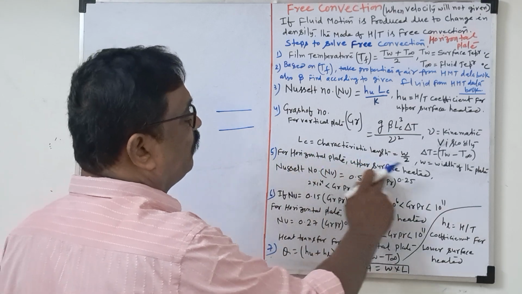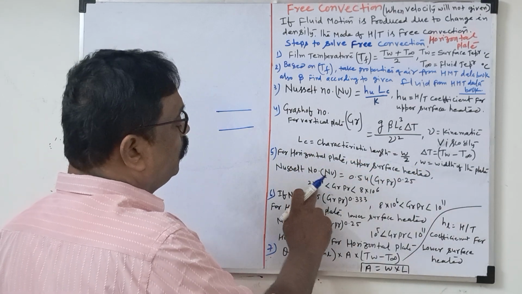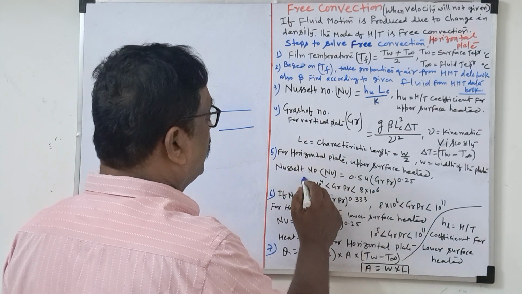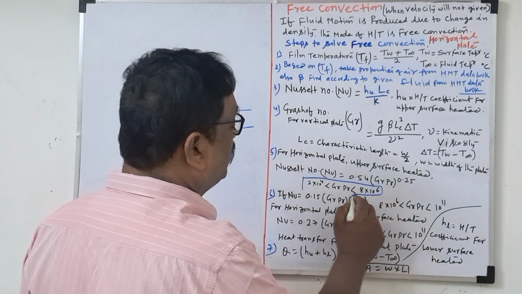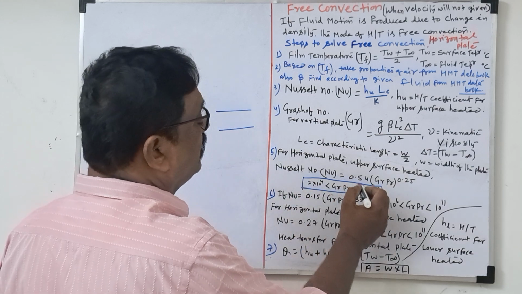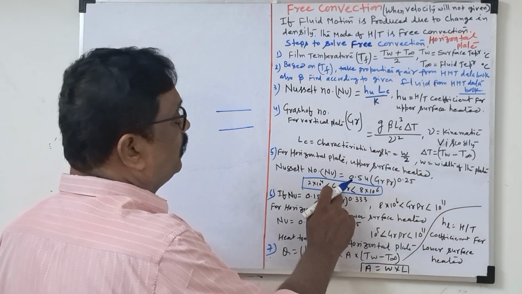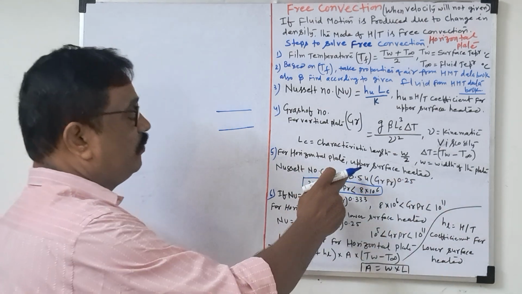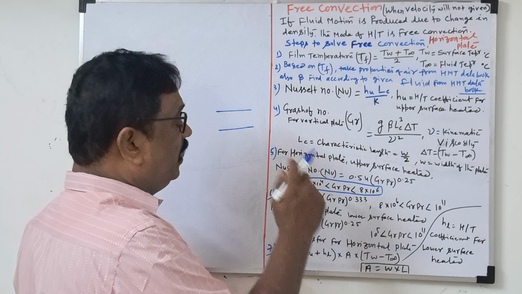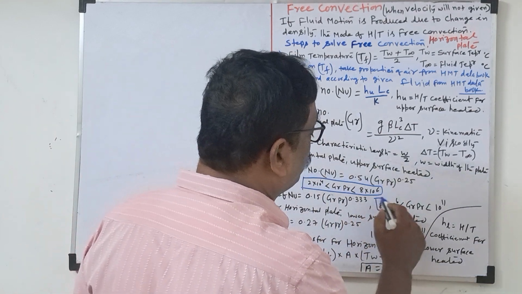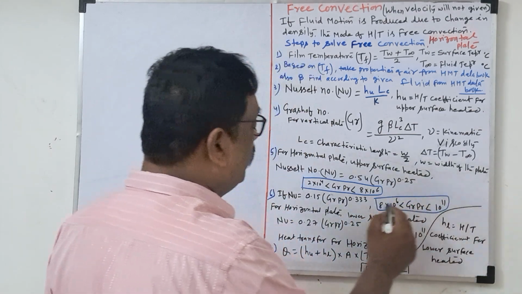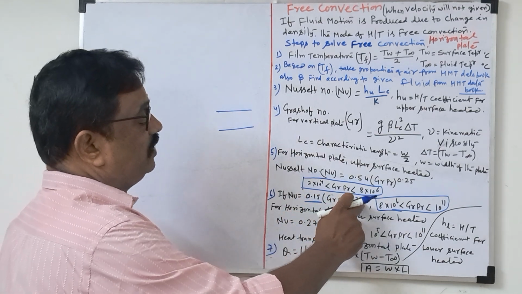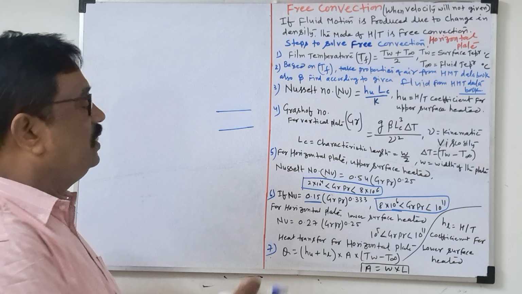Suppose the horizontal plate upper surface is heated; what is the range? 2 into 10 power 4 less than Gr Pr less than 8 into 10 power 6. This is the range for the Nusselt number. In this range, the Nusselt number is 0.54 (Gr Pr) power 0.25. If the range is 8 into 10 power 6 to 10 power 11, then the Nusselt number is 0.15 (Gr Pr) power 0.333.